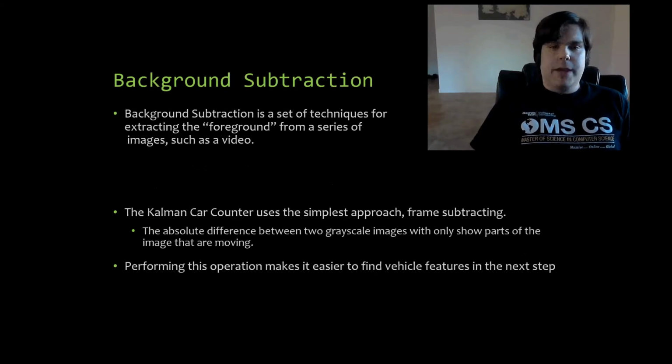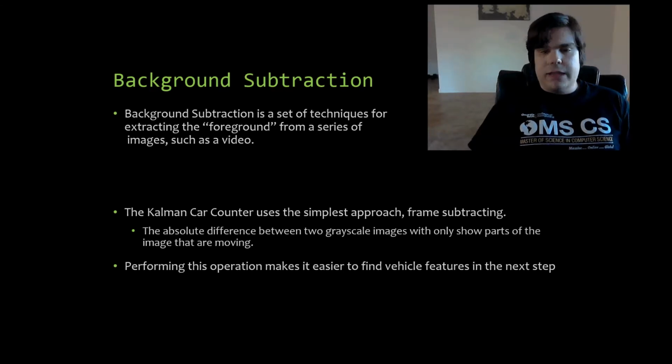So the first thing we do is background subtraction. Background subtraction is a set of techniques for getting the foreground from a series of videos. The Kalman Car Counter uses the simplest approach, frame subtracting. So if I have a frame here and the hand moves, you're going to see white when the hand moves because this frame is different from this frame, but only right here. The rest of the frame is the same, so that gets subtracted away. Performing this operation will make it easier to find anything that's moving, particularly the vehicles. We'll see an example of how this works after the presentation.